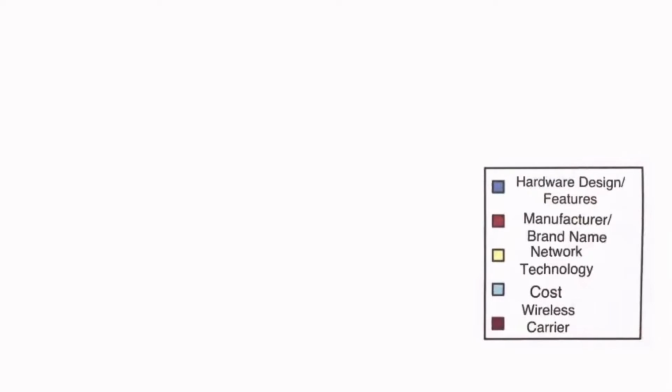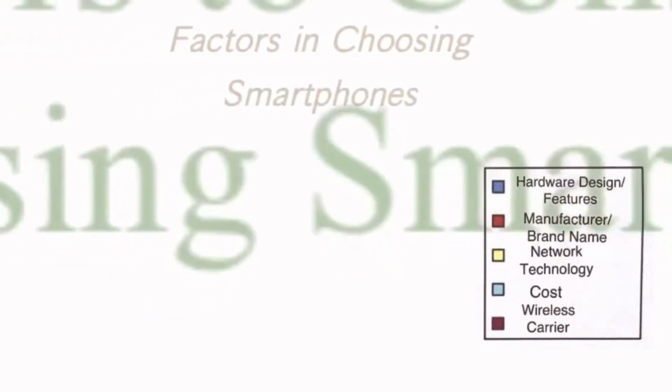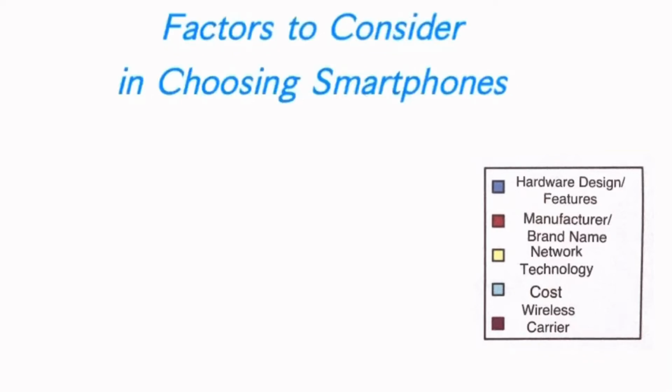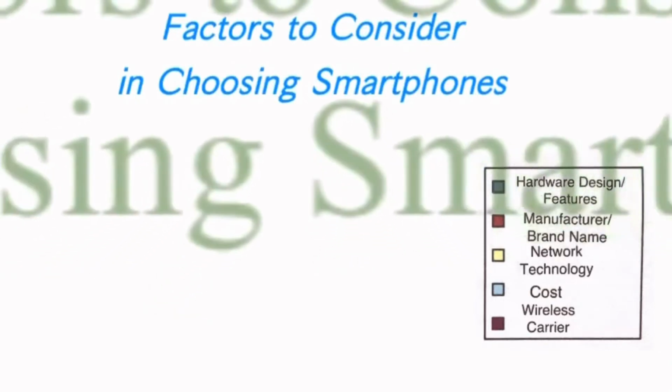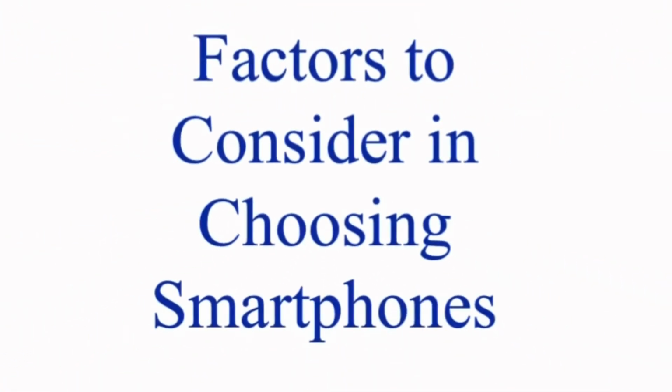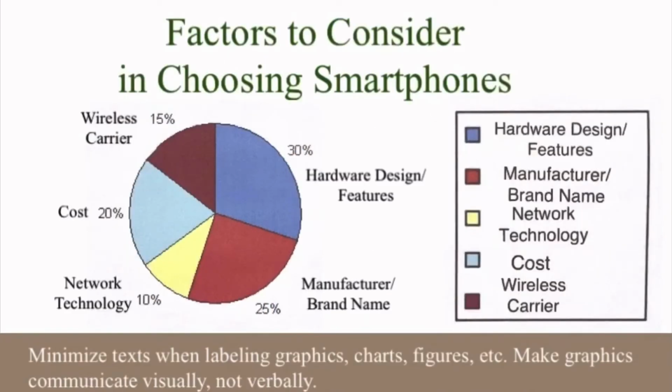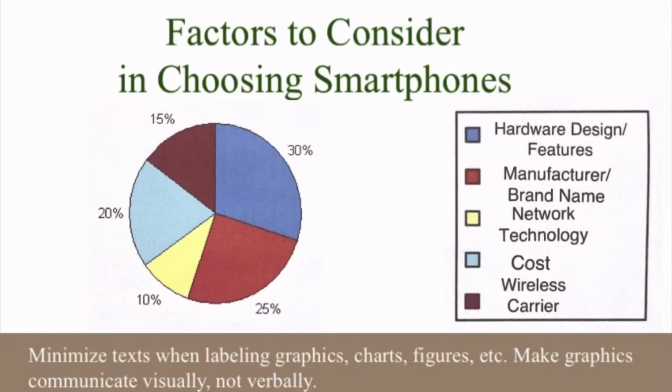Select a sans serif font and stick with it. Use a different size, color or style. For example, bold or italic for stress or impact. Use italics carefully as they are more difficult to read. Use a larger size or a different color on titles. Minimize texts when labeling graphics, charts, figures, etc. Make graphics communicate visually, not verbally.